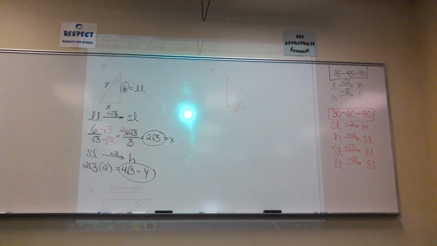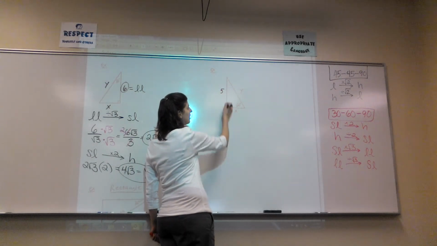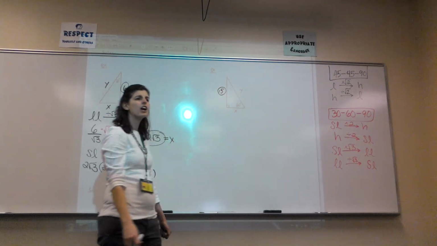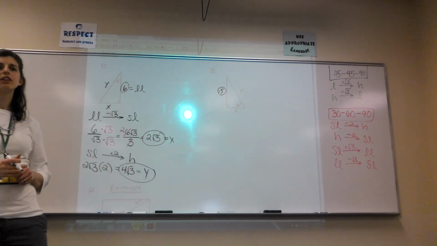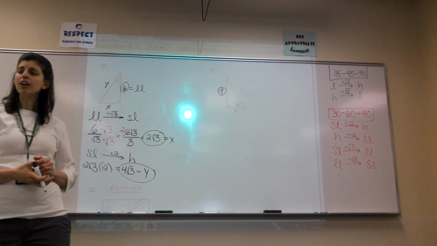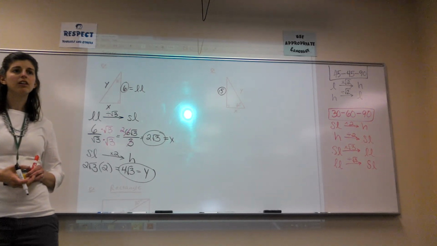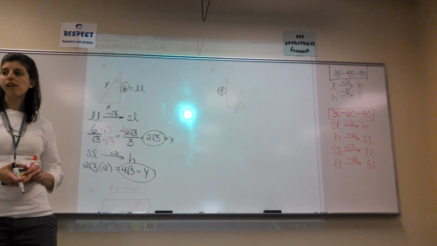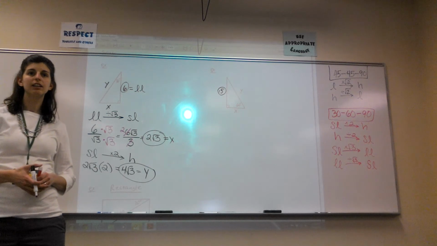All right, how about that over there? So you have 5, X, and Y. 5 is there. 5 is what on our picture? Is it the short leg, the long leg, or the hypotenuse? Long leg? How do you know? How do you know that's the long leg, not the short leg?